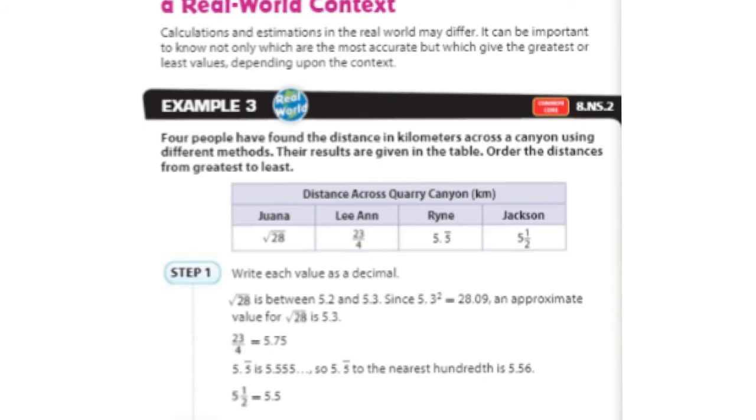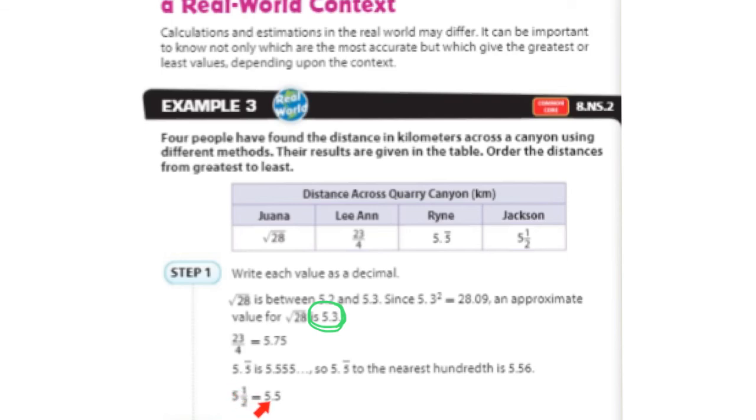So what they did is they took the square root of 28 and they decided that its best value was 5 3/10. Again, use your calculator. 23 divided by 4 is 5 75/100. 5 repeating is just 5, 5, 5, 5, 5. That way you can see that this number is actually smaller than this number, but this 5 5/10 repeating is larger than 5 3/10, therefore larger than the square root of 28. And 5 1/2 they convert to a decimal so they can be compared.